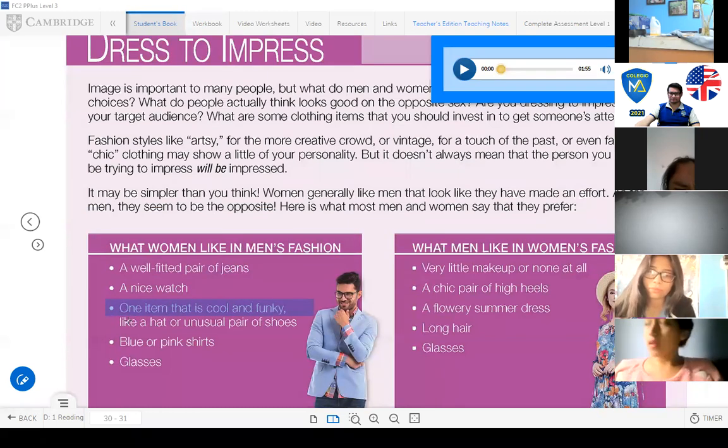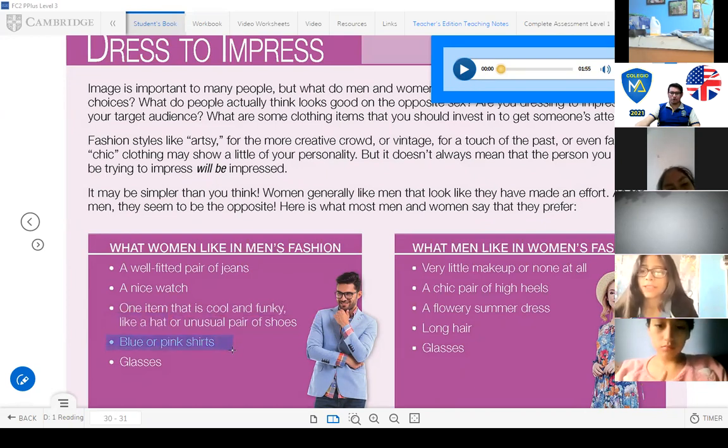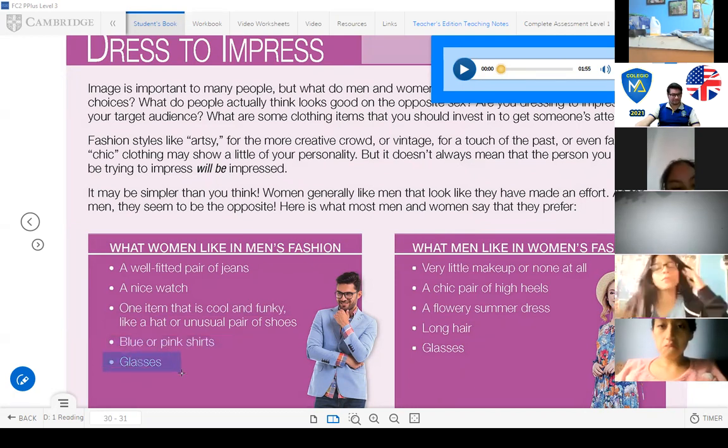One item that is cool and funky, like a hat or an unusual pair of shoes, or an unusual pair of shorts. Blue or pink shirts. Glasses.